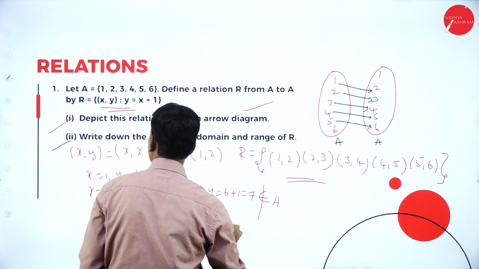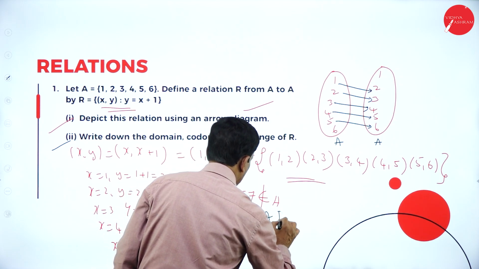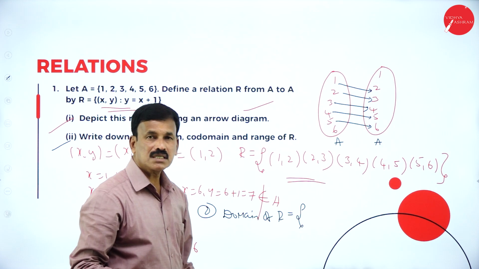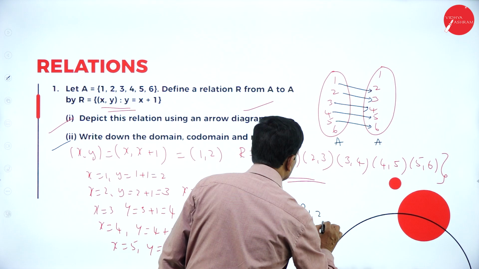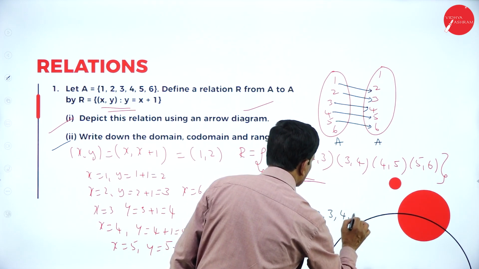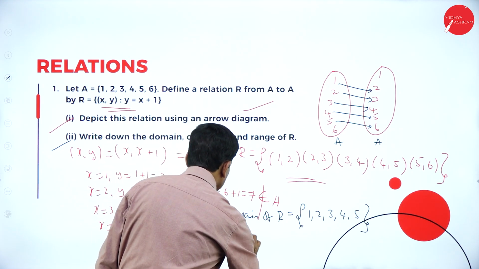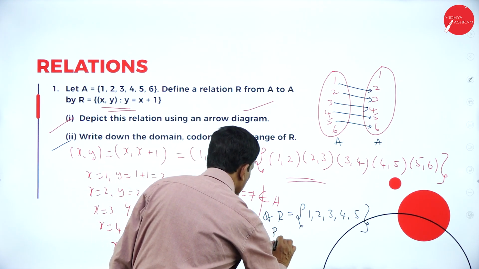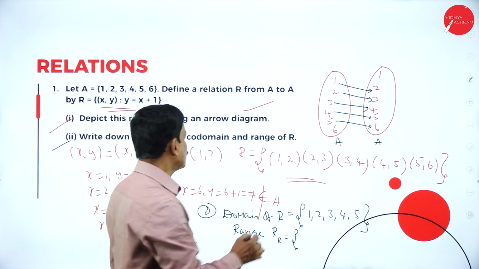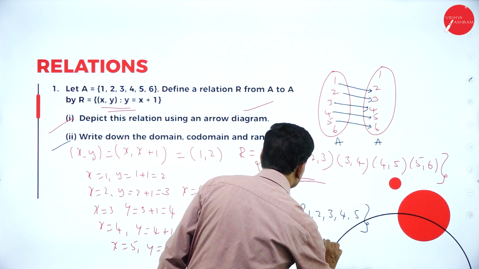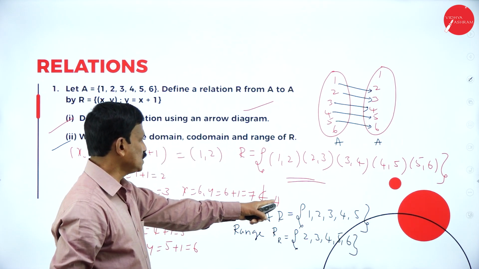So domain of R. Domain is nothing but the set of all first elements of the relation. Set of all first elements is 1, 2, 3, 4 and 5. This is the domain. Right. What is the range? Range of the relation. Set of all second elements of the relation. What are the second elements? 2, 3, 4, 5 and 6.